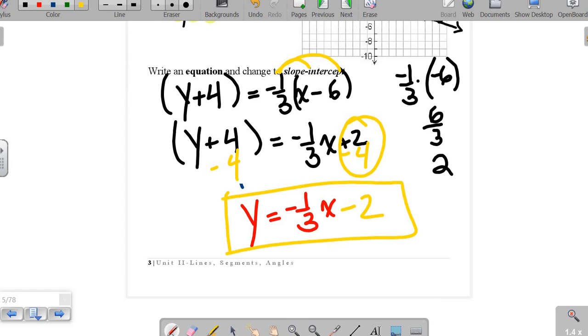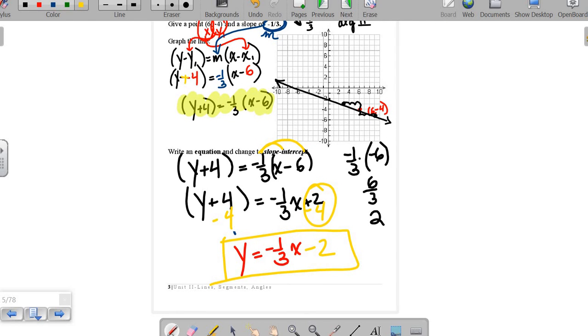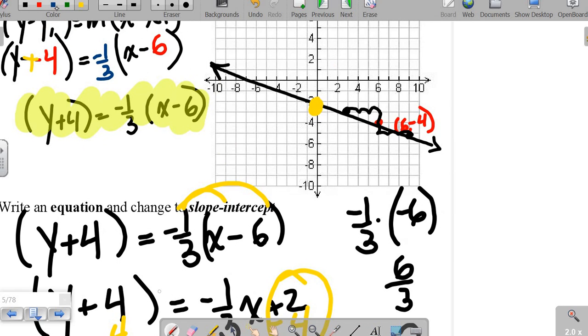Now we're going to take this and graph above. So our intercept is at -2, which is right there, and our slope is negative 1/3. So up 1, and to the left 3 because it's negative. Down 1, right 3. And you can see it's the exact same line.